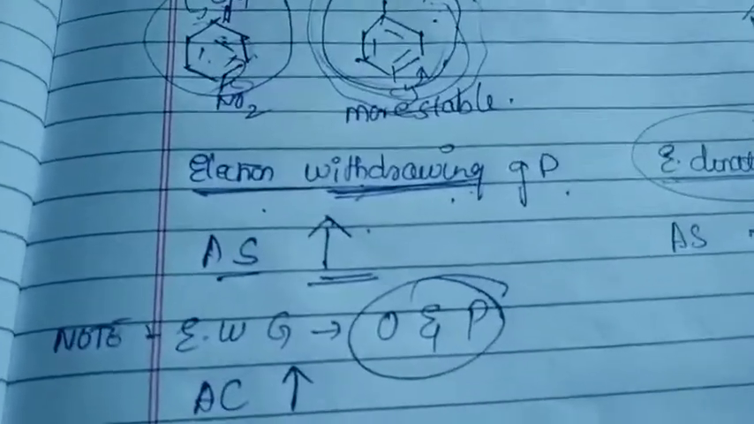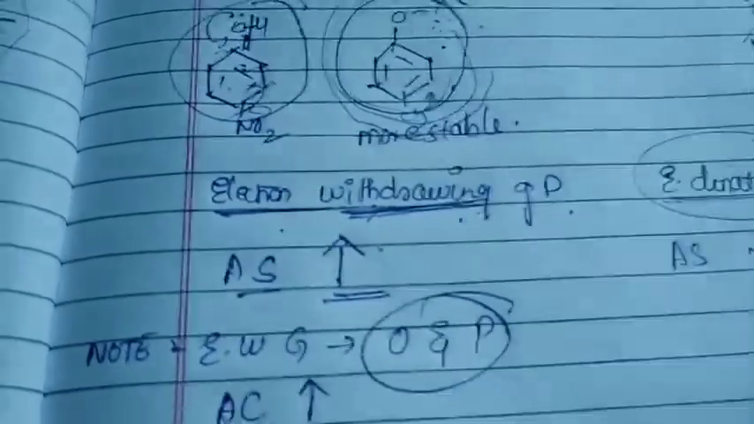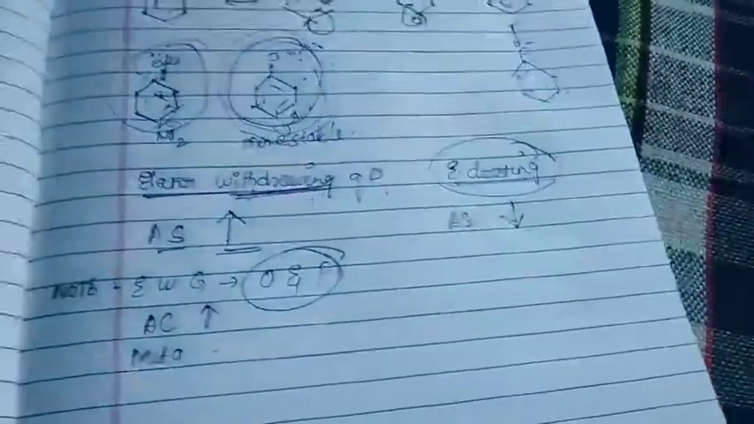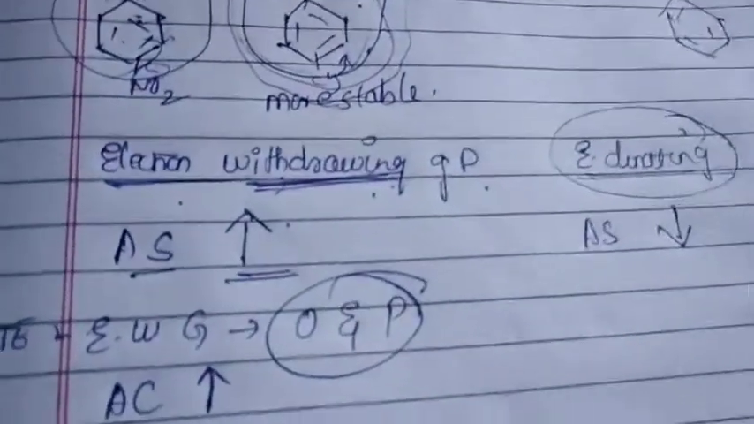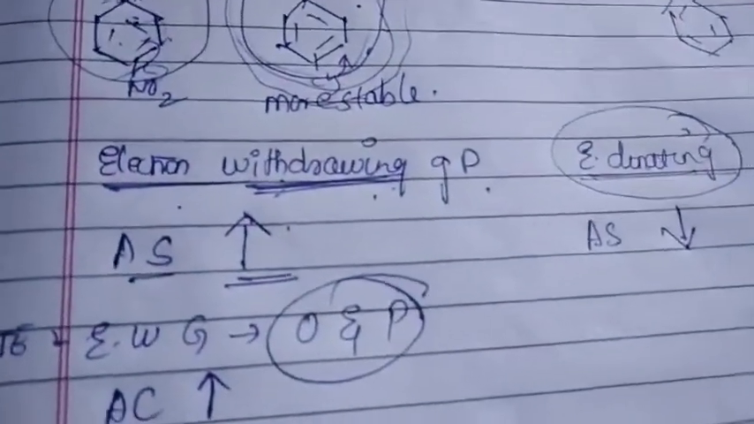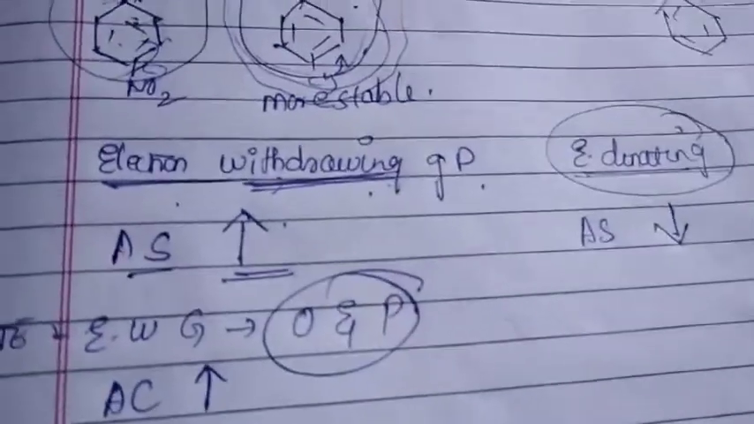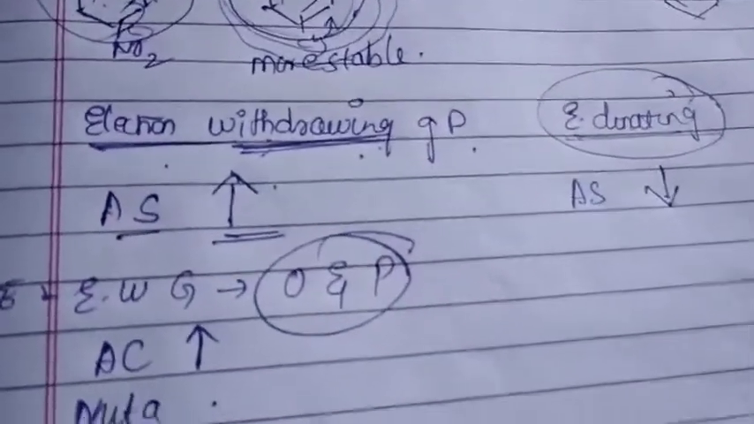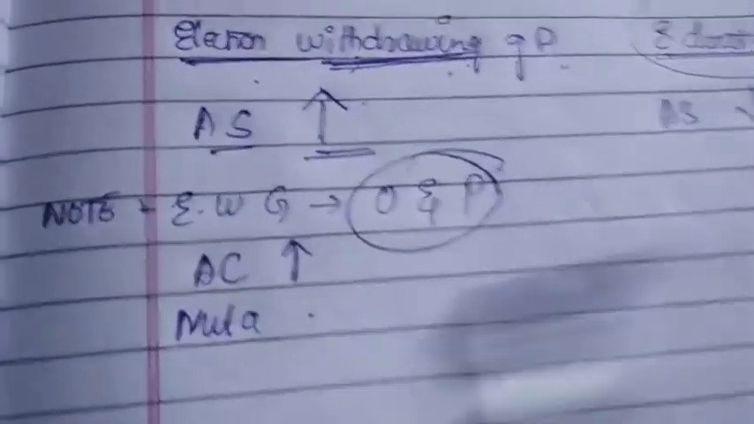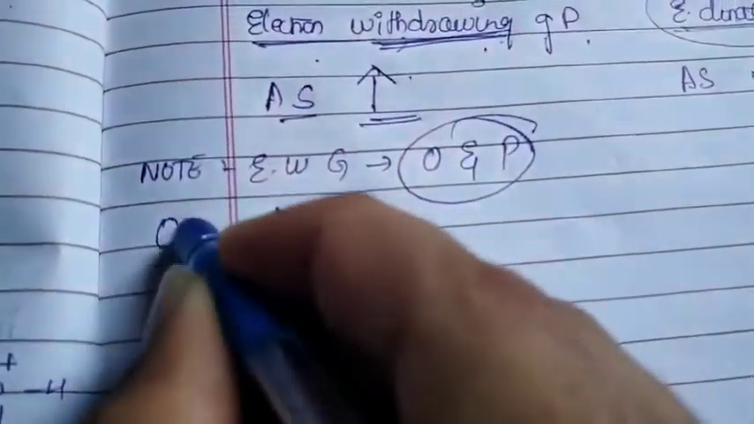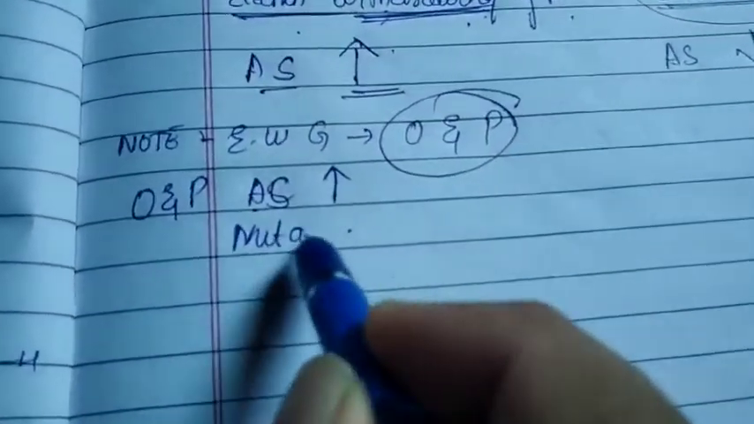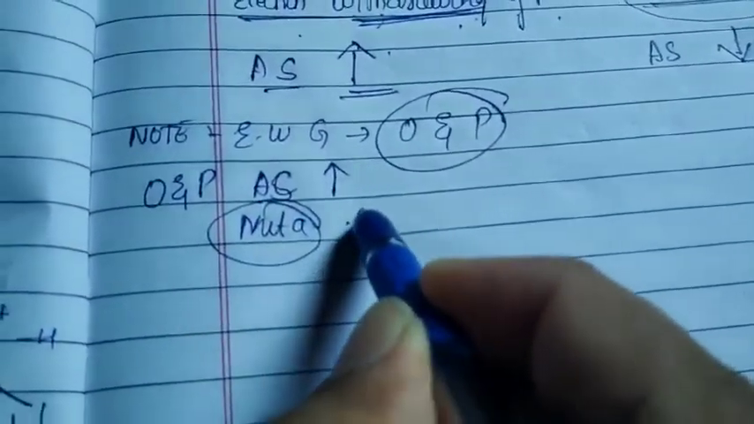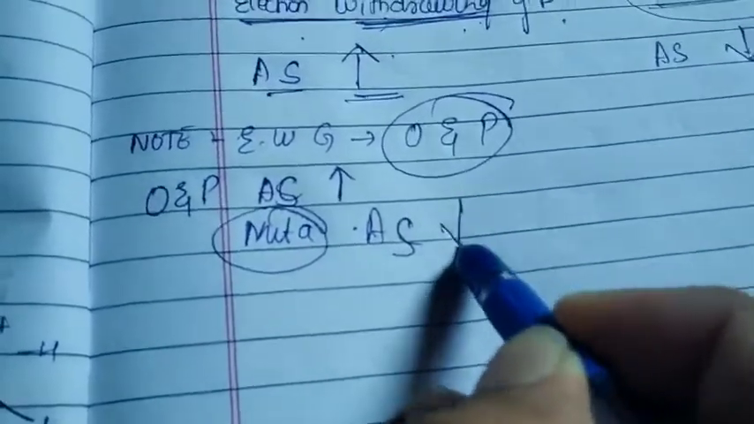Why is it so? You only write the resonance structures, you will come to know why I am saying so. So what we came to know, of course, by the presence of electron withdrawing groups, acidic strength increases, whereas with an electron donating group, acidic strength decreases. Moreover, if the electron withdrawing groups are present in the ortho and the para position, acidic strength increases. But if it is in the meta position, acidic strength decreases.